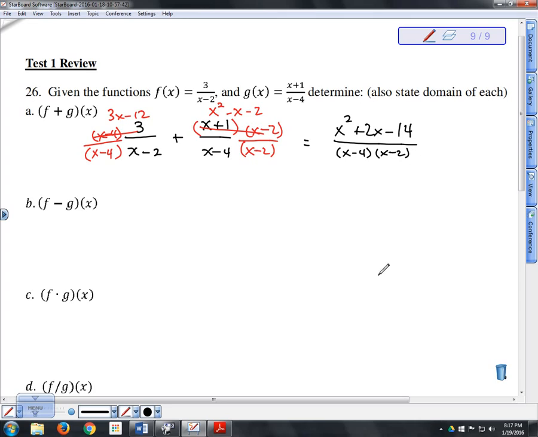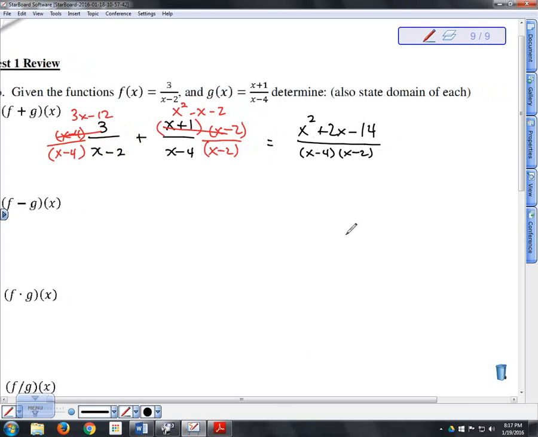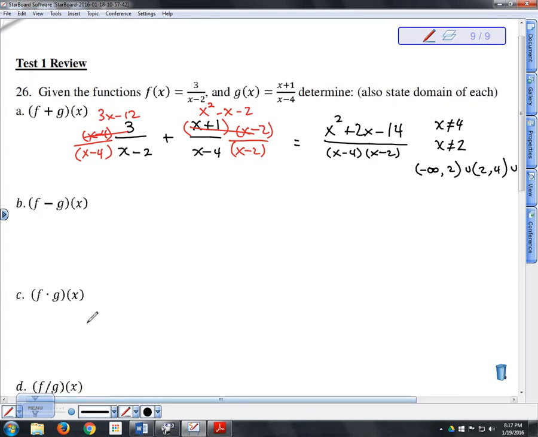It also says state the domain of each. In f plus g of x, x cannot equal 4, x cannot equal 2, otherwise we'd be dividing by zero in the denominator. So the domain is from negative infinity to 2, 2 to 4, and 4 to infinity.